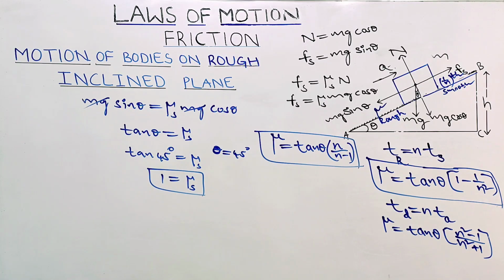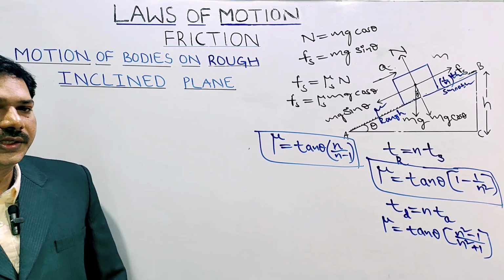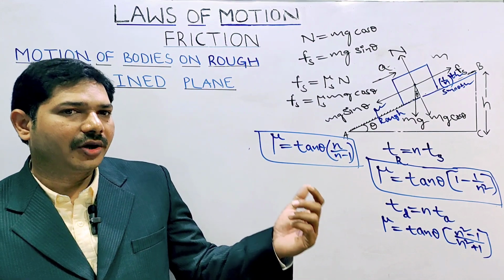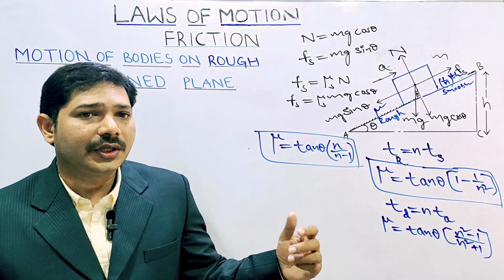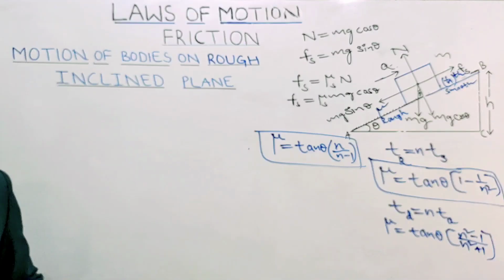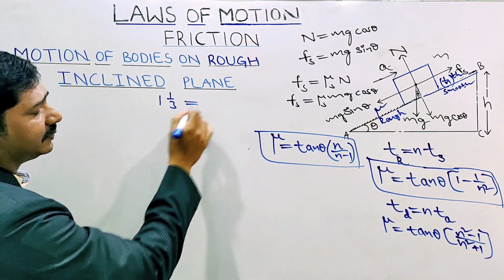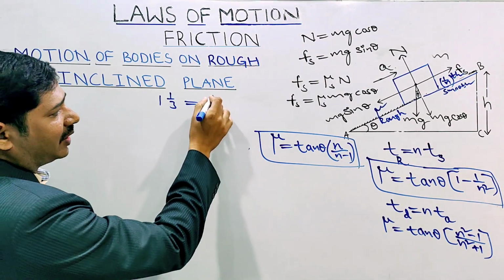A body takes 1 by 3 times as much time to slide down a rough inclined plane as it takes to slide down an identical smooth inclined plane. If the angle of inclination is 45 degrees, find the coefficient of friction. In this question, which case is suitable here? The body is sliding down, first rough and then smooth. On the rough inclined plane sliding down, how many times will it take? 1 by 3 more. So that means how much here? 1 by 3 means 3 plus 1, 4 by 3.